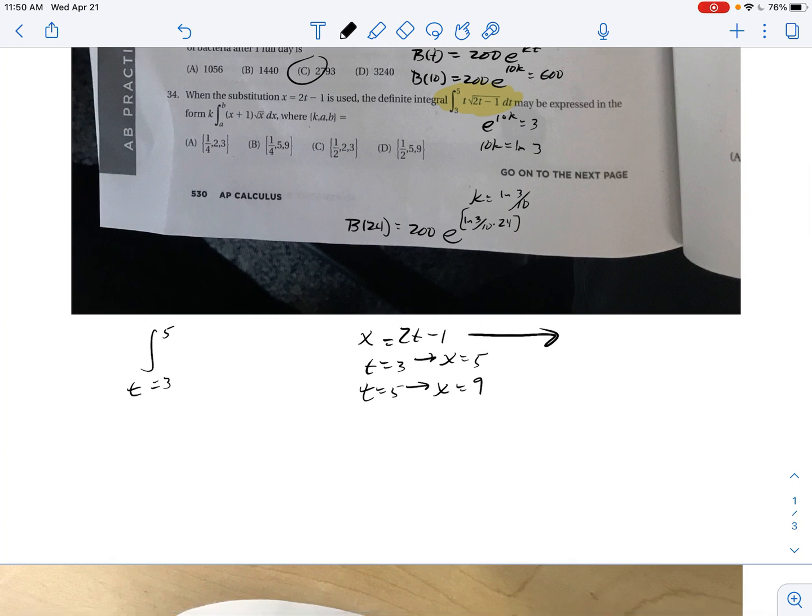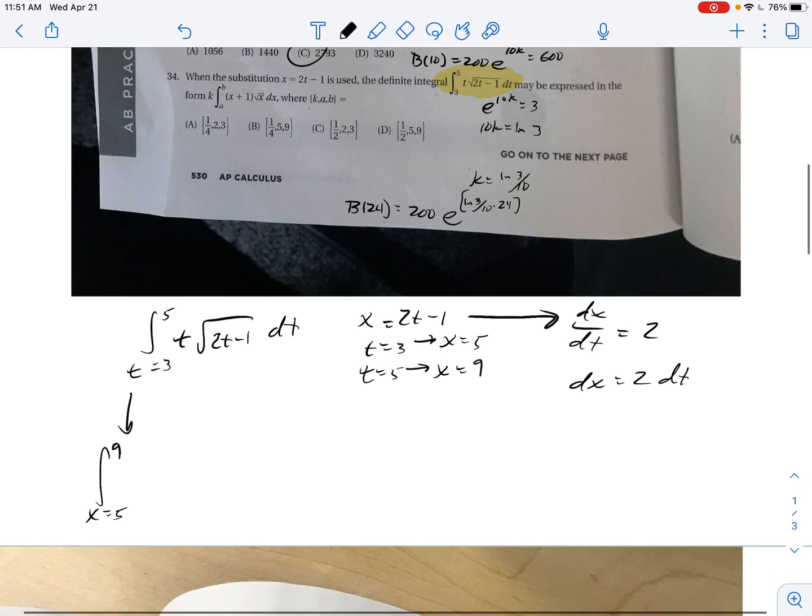So if x is 2t minus 1, then dx over dt is 2. So dx is 2 dt. So let's make all of the relevant substitutions. My integral now goes from x equals 5 to x equals 9.